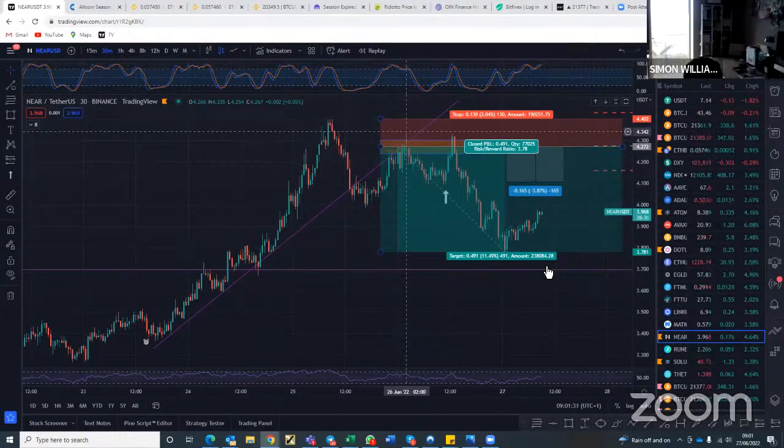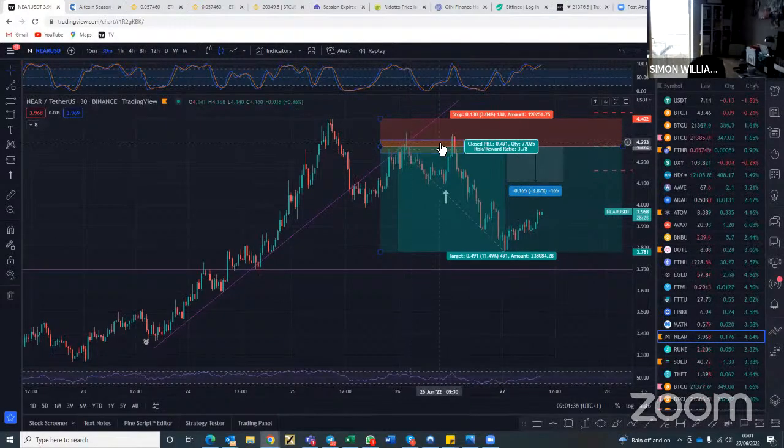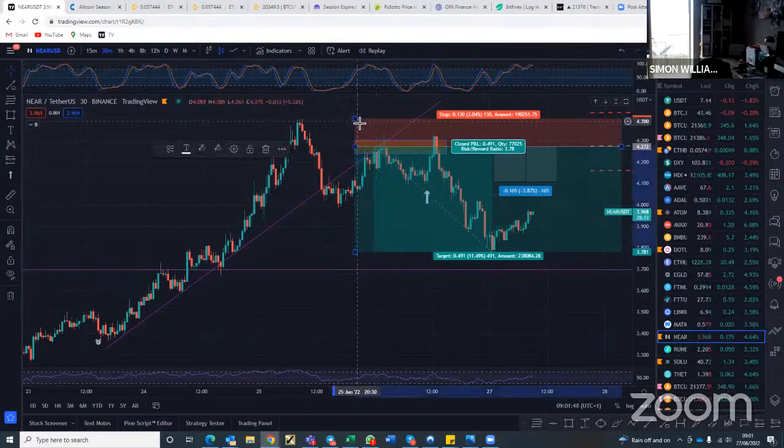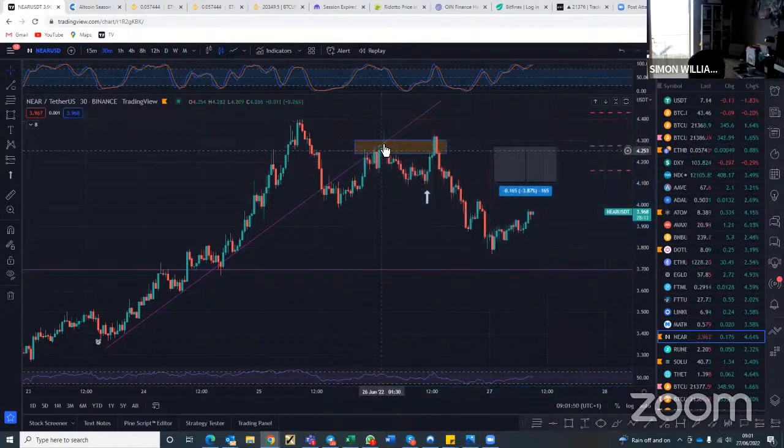Now, as soon as I get my entry 1 and my entry 2, I don't always get them both. Sometimes I only get 1. Sometimes I don't get any. If I don't get there, I walk away. If it didn't hit my target, I don't do it. As soon as I get this big bar, my second entry, and I get that nice pin bar, my stop's coming right down on top of that candle.